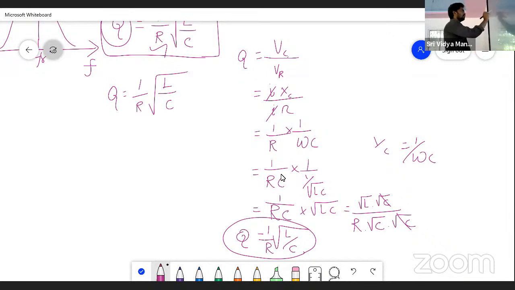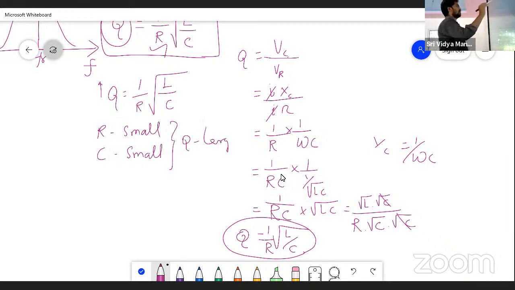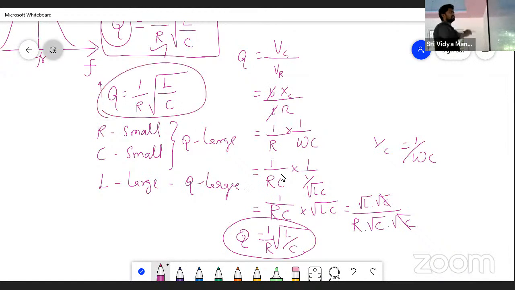If the R value is small, what happens to the quality factor? The quality factor increases. If R is small, the quality factor is large. If the C value is small, the quality factor is large, maximum. If R is small and C is small, the quality factor is large. If the L value is large, Q is also large because it is directly proportional. The quality factor depends upon the resistance, inductor, and capacitive circuit.